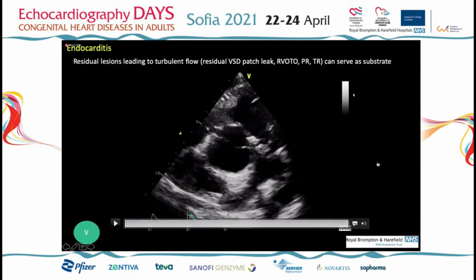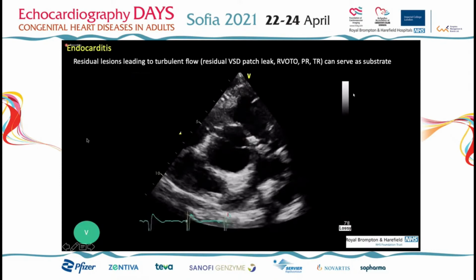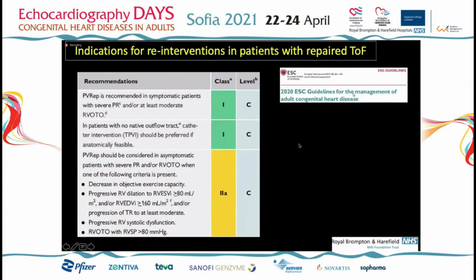So you have to be very suspicious and take into account that even if you don't see anything flickering into the RVOT, there might be something upstream in the main pulmonary artery or the conduit.